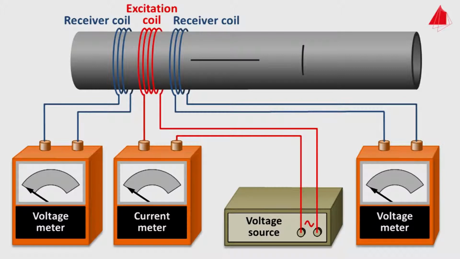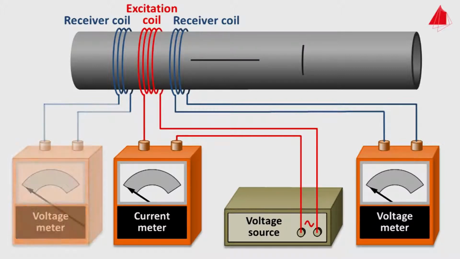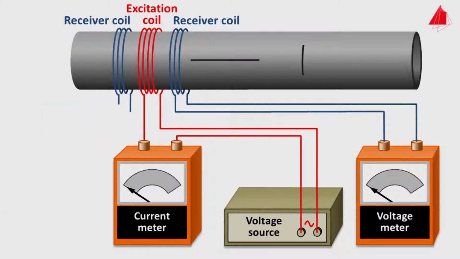The technique can still be further improved if we use only one voltage meter, which is connected to the right-hand terminals of the receiver coils, and if the left terminals of the receiver coils are connected to each other. The voltage meter now indicates the difference of the voltages induced in the two receiver coils.